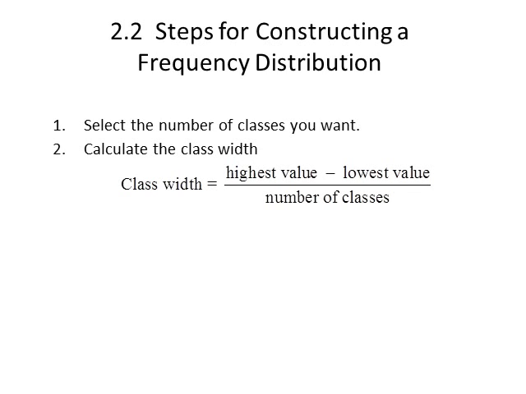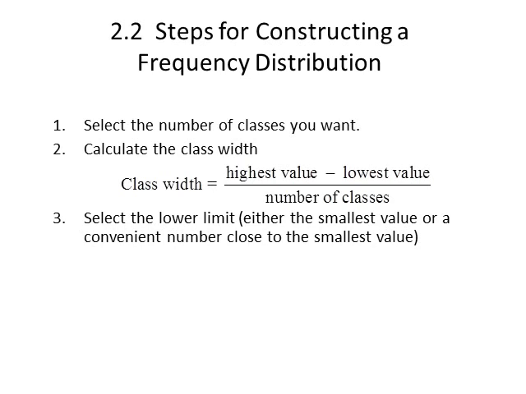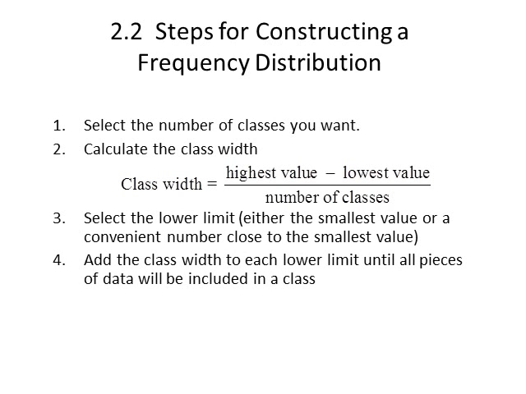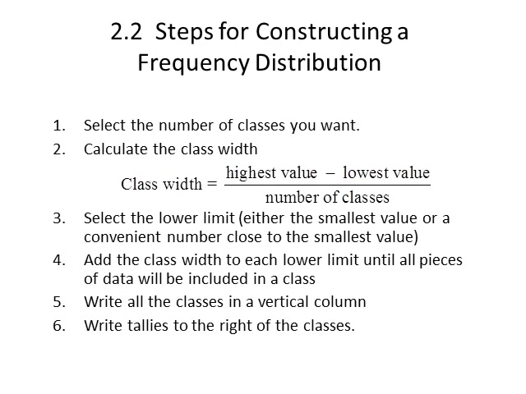And so the class width, an appropriate way to measure that is you take the highest number in your data, subtract the lowest, and divide by the number of classes. Like if you wanted to split it up into 10 classes, this gives you the width. Select the lower limit, or it could be either the smallest value if that's a nice number, or you can round it. And then add the class width to each lower limit. So if you're going up by 10 each time, you just add 10 to each limit until you get all the pieces of the data. Write all your classes in a vertical column, and then tally up.